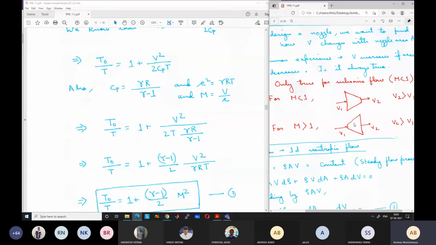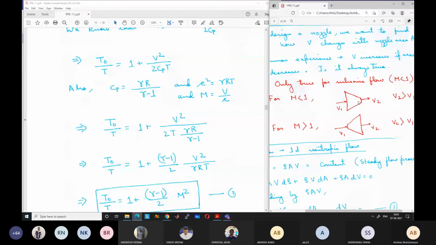So what is the change in static enthalpy and kinetic energy? Static enthalpy increases or decreases? Decrease. It will decrease. What is the first law equation for this? H plus V square by 2 will be constant. Correct. Good. So H1 plus V1 square by 2 is equal to H2 plus V2 square by 2. H plus V square by 2 is constant.